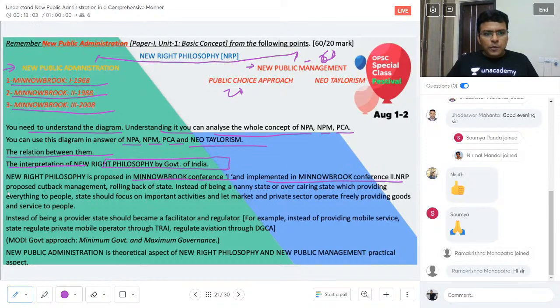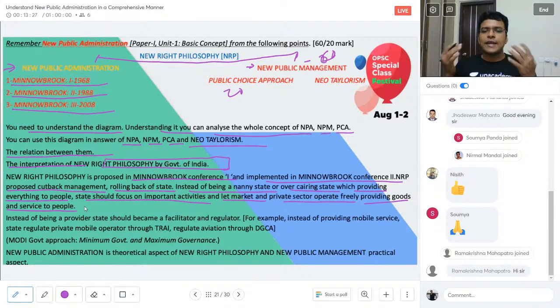New right philosophy proposed cutback management. We discussed something yesterday: rolling back of the state. Instead of being a nanny state or over-caring state which provides everything to the people, the state should focus on important activities and let the market and private sector operate freely, providing goods and services to people.